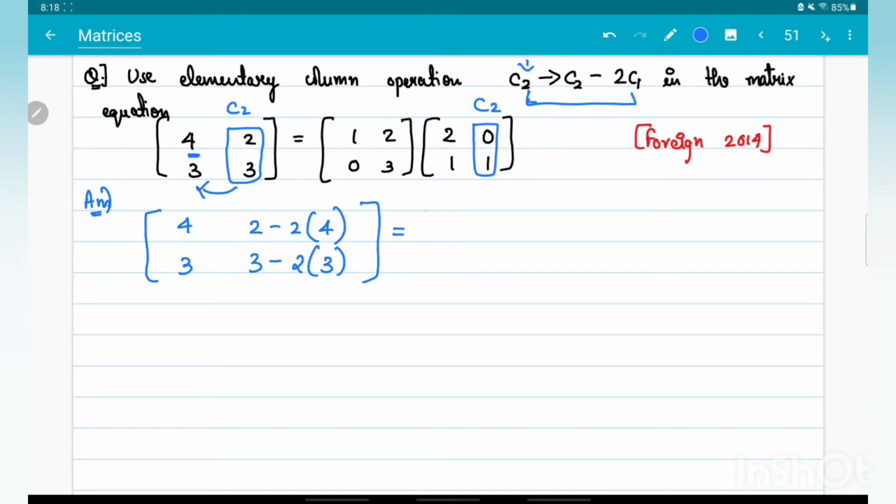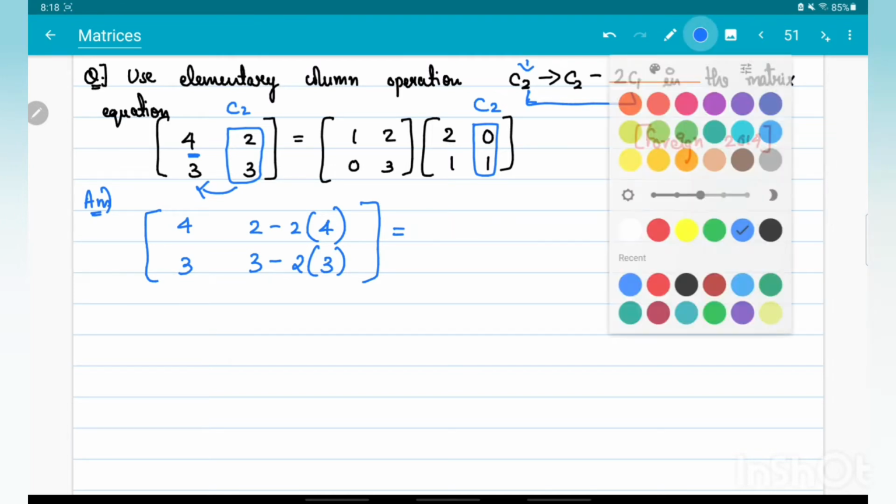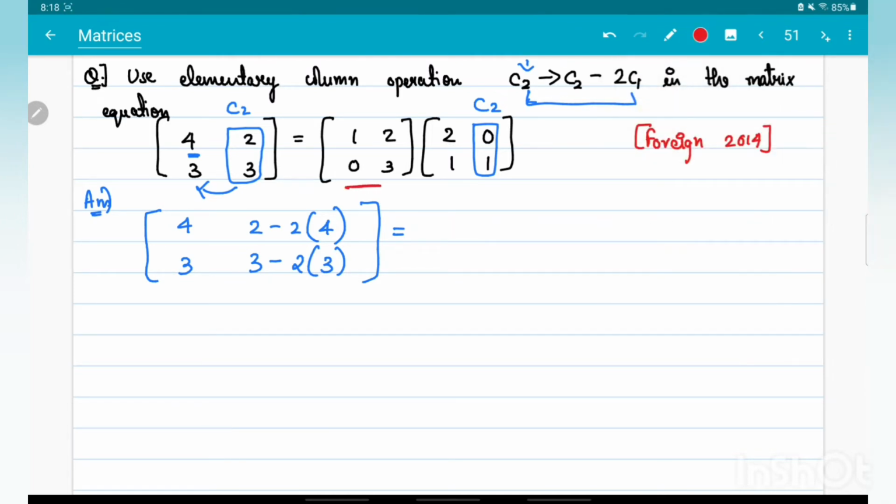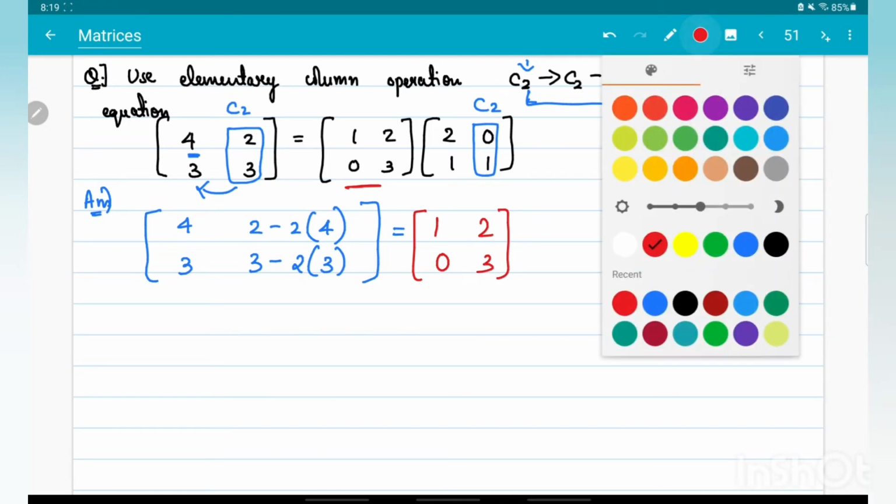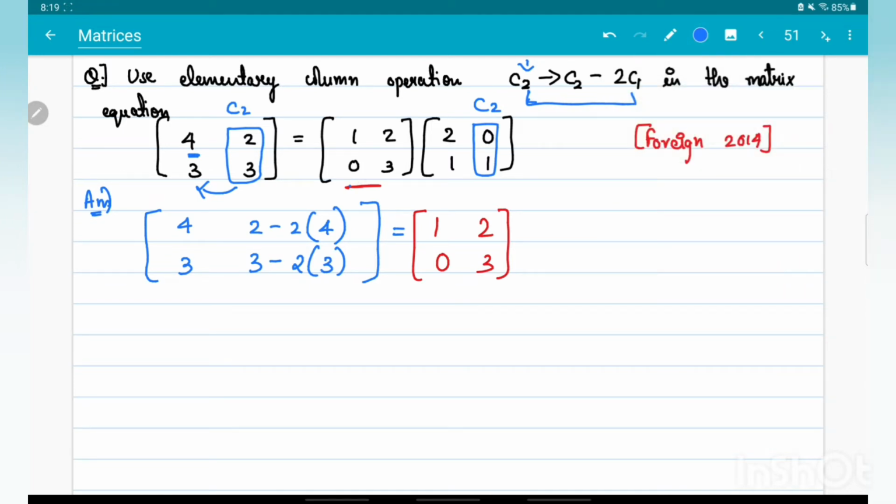Now the same column operation I have to apply on the RHS also, but this matrix will remain as it is, since it is a column operation. In case of a row operation, the second matrix will remain as it is. So this is a column operation, so this first matrix of the RHS will remain as it is. That one we know. Now we are going to apply it on this one.